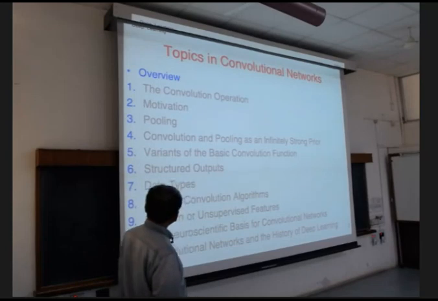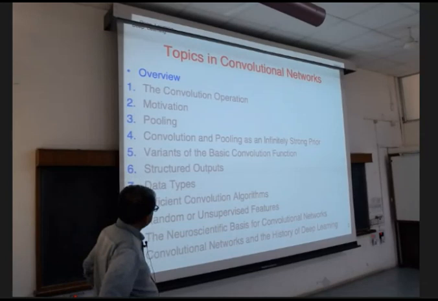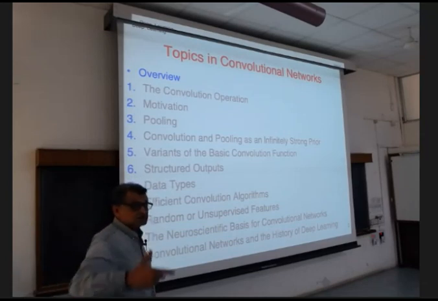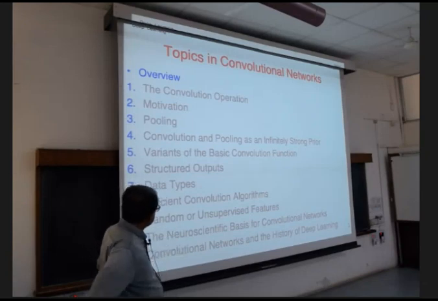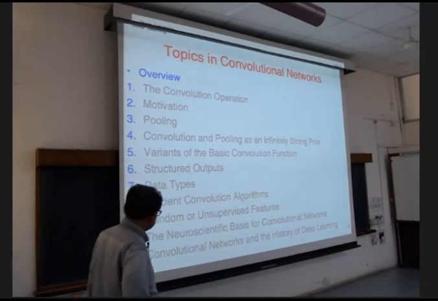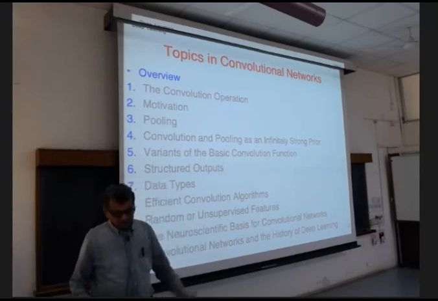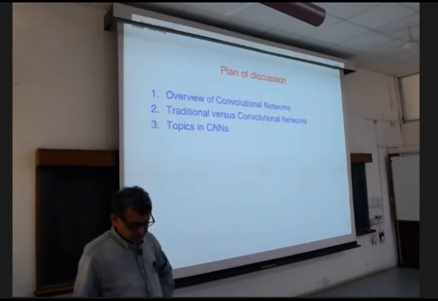All right, these are the tremendous range of topics here. The convolutional operation, motivation, pooling, convolution and pooling as an infinitely strong prior. Well, after the fact, people are now trying to say this is another kind of prior which is necessary for generalization. And then variants, structured outputs, data types, efficient convolutional algorithms, the neuroscientific basis for convolutional networks, and convolutional networks in the history of deep learning. So there is all this plus more stuff that is being generated now by researchers. So all of this is happening.